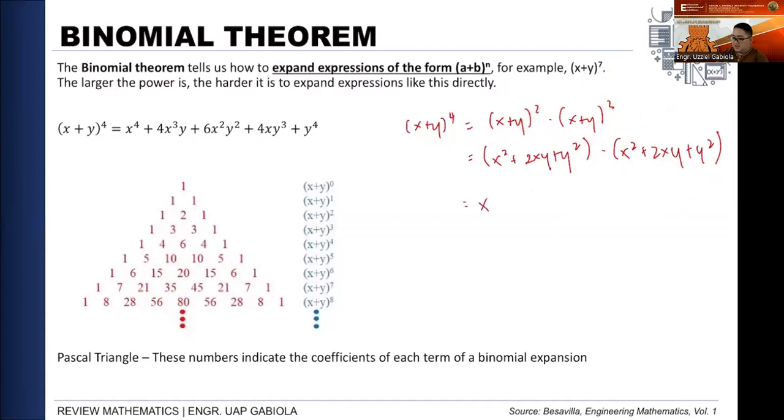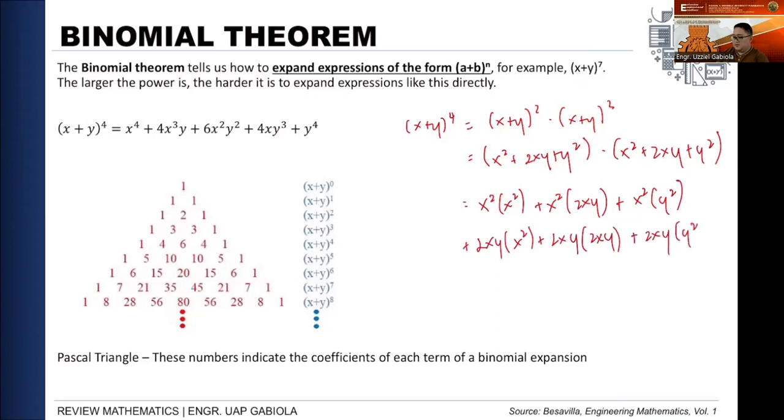So x squared times x squared plus x squared times 2xy plus x squared times y squared. So ito yung first set pa lang natin. Plus 2xy times x squared plus 2xy times 2xy plus 2xy times y squared. Second term yan. Plus third term natin, y squared times x squared plus y squared times 2xy plus y squared times y squared.